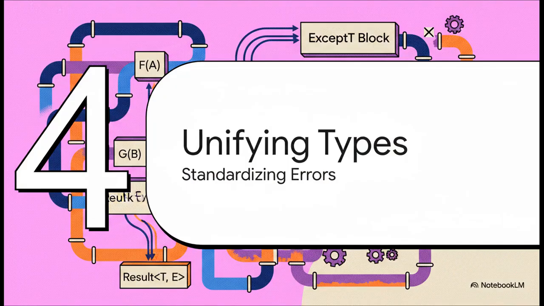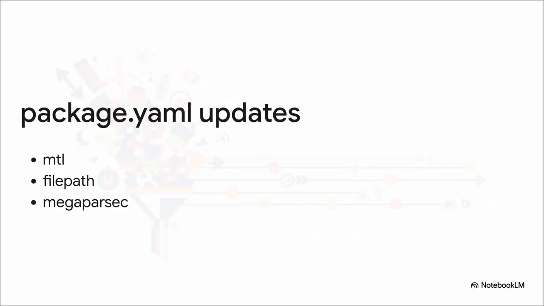Let's move to Section 4, Unifying Type Signatures, and see how this builds into the final code. To actually make this elegant pipeline work in practice, we can't just change the syntax in our main function and call it a day. We have to do a little bit of plumbing to ensure all our different functions can actually talk to each other inside that new ExceptT block.